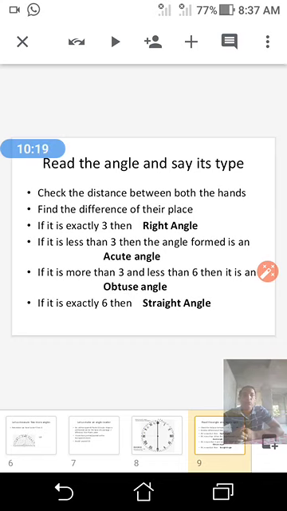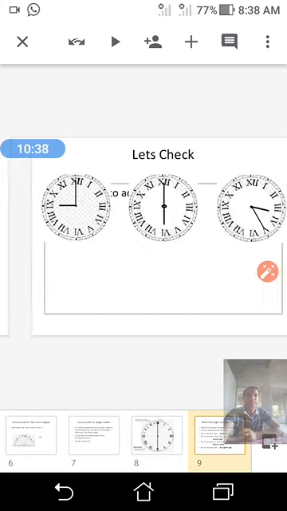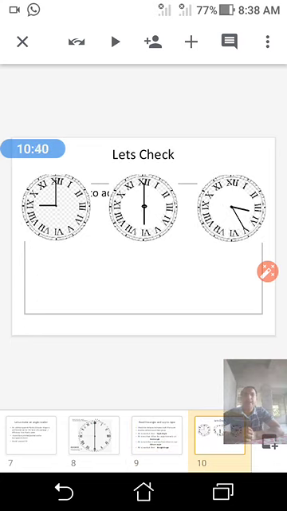Please make a note, when we find an obtuse angle, on the other side if you see, it is a reflex angle, means clockwise and anti-clockwise. We will come across it. If it is exactly 6, then straight angle. Let's check with the clock face.